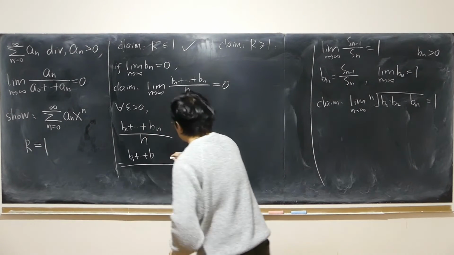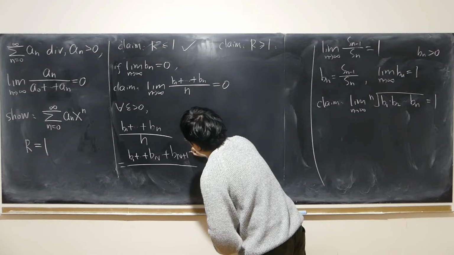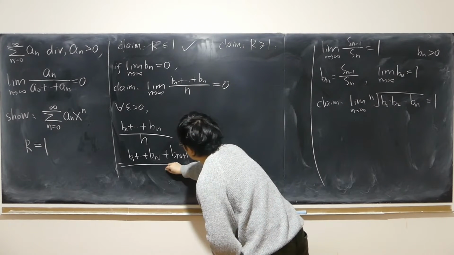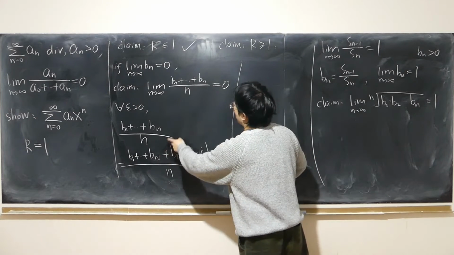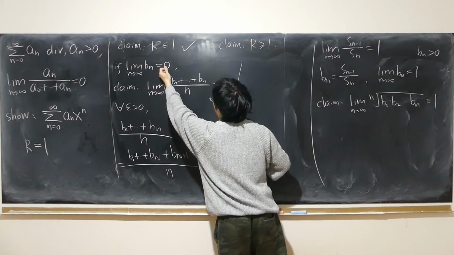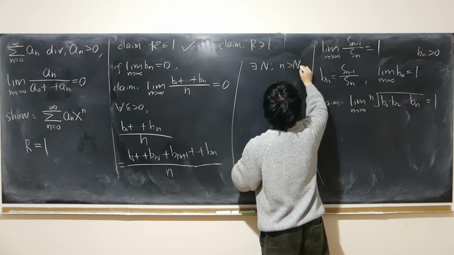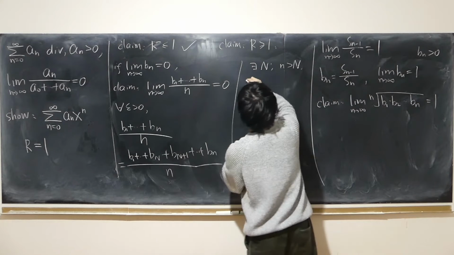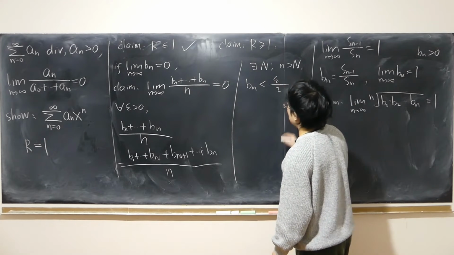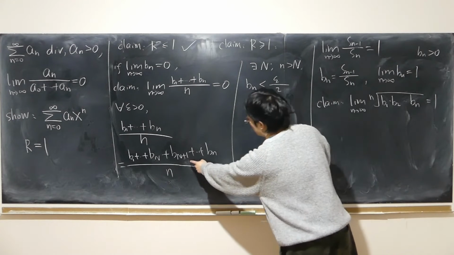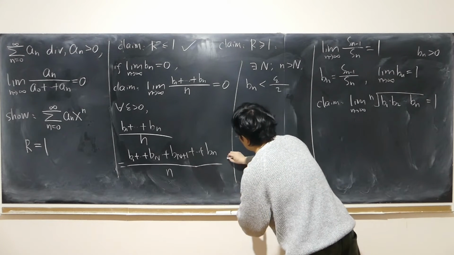all the way up to B capital N, and I'll explain what this means, plus B capital N plus 1 up to Bn, over n. This capital N comes from this limit, because this limit is 0. So there exists a capital N so that when little n is bigger than capital N, this term, I don't need absolute value because it's already positive, is less than half of epsilon. This is achievable, so that every term from this term on is less than half of epsilon.